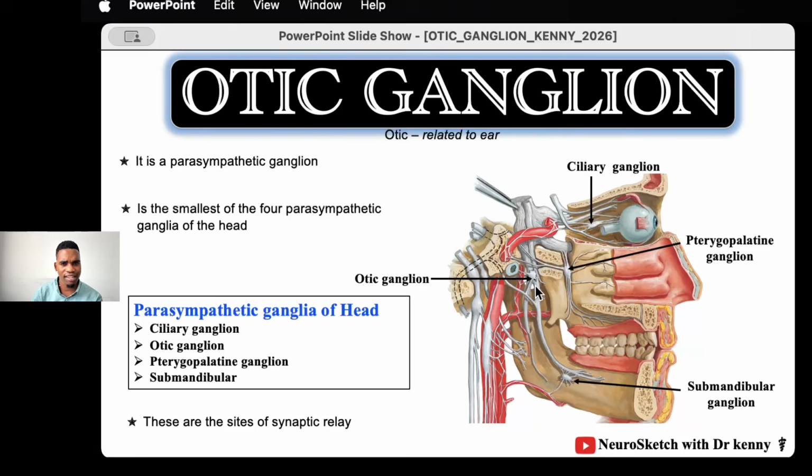Someone is saying V3 is motor. No. V3 is a mixed nerve. Okay, so it has both sensory and motor fibers. Then the sensory fibers are suspending your otic ganglion.